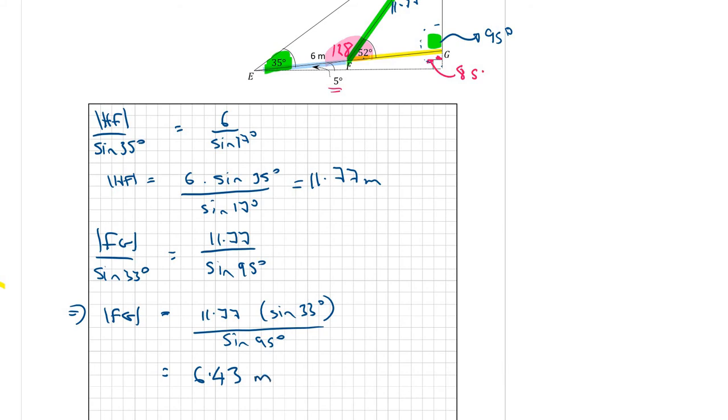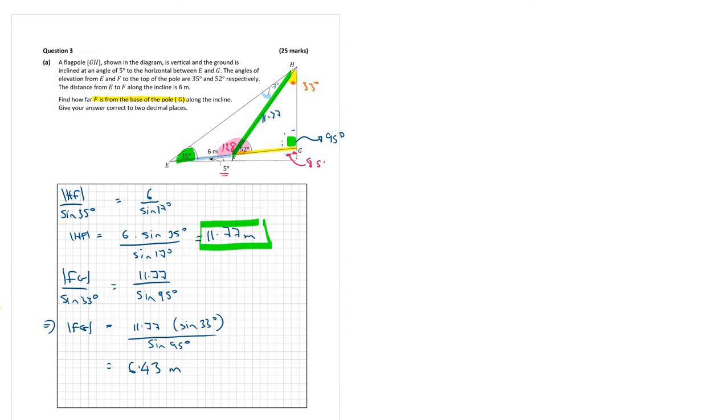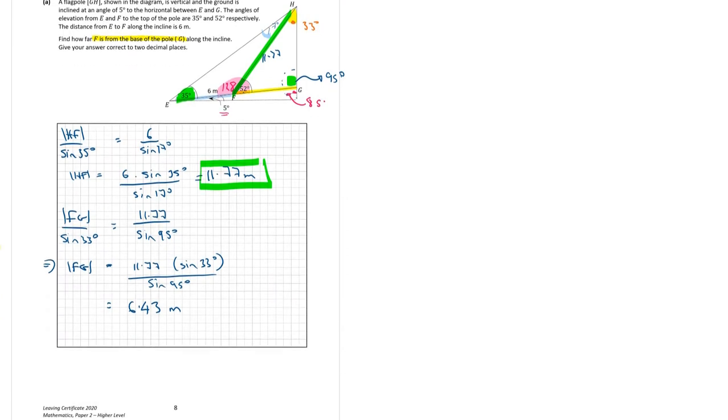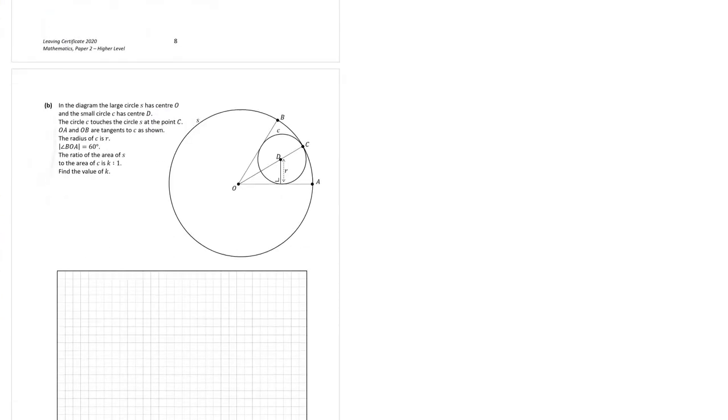When you're dealing with questions like this, at that point it was safe enough to round to 11.77 because it was 11.770. In future, don't round too early, as overall it may lead to rounding errors. So now let's look at the next question.